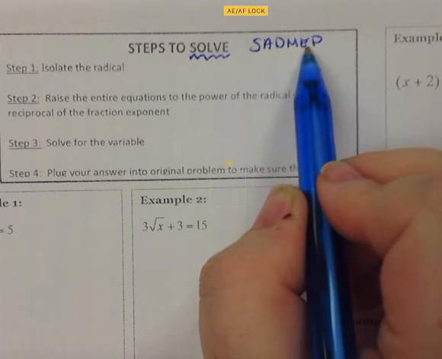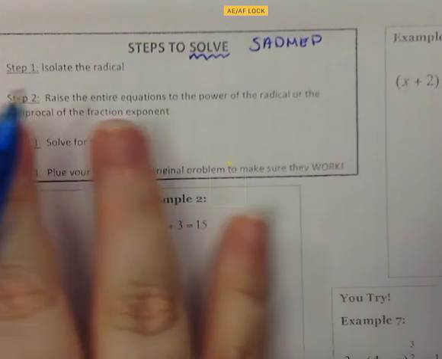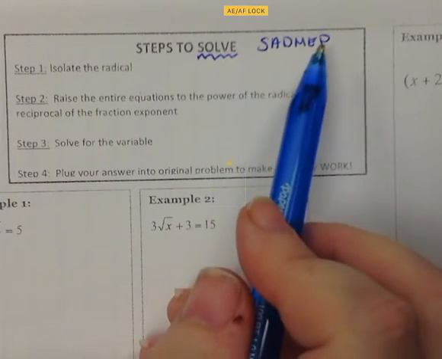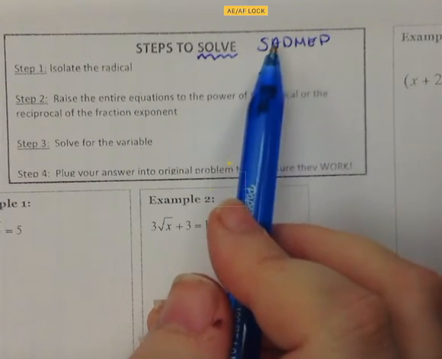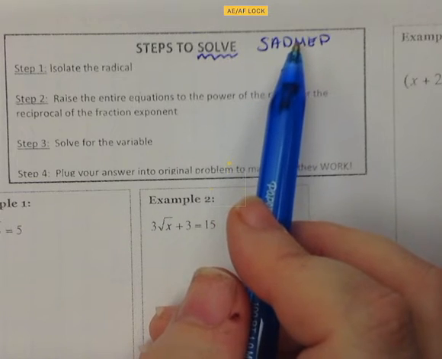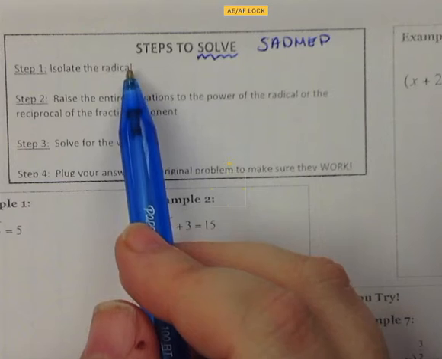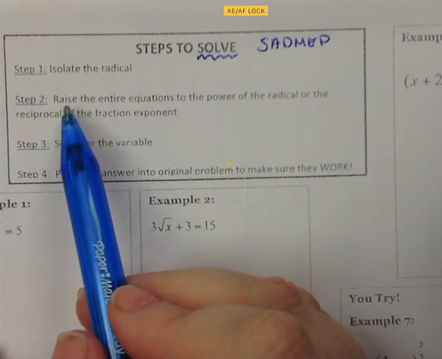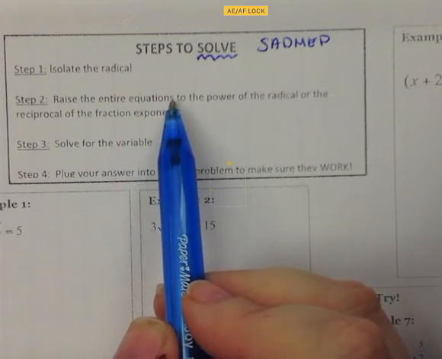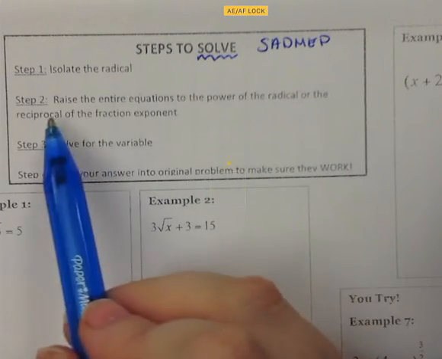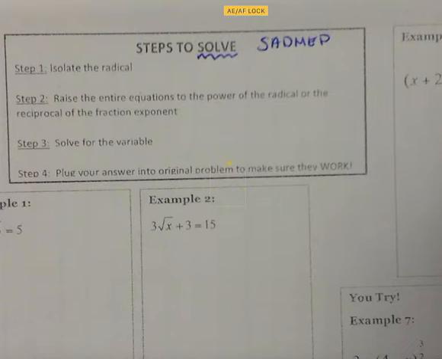It can be a radical as well, because in a previous video, we converted radicals to exponents and exponents to radicals. So the first thing we want to do is to isolate the radical. That's our exponent part. Okay, so we have to add and subtract away, then multiply or divide. So our exponent part is our radical. Once we've isolated the radical, we're going to raise the entire equation to the power of the radical, so the index, or the reciprocal of the fraction exponent.